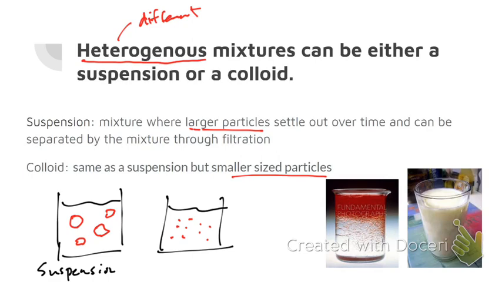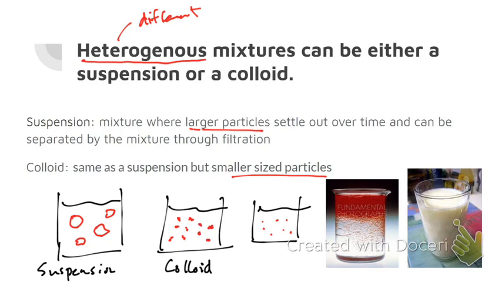So let me make this a little bigger. And this might actually help to understand it further. So this is called a colloid. And then a homogeneous mixture would be even smaller. So like, let me do this here.